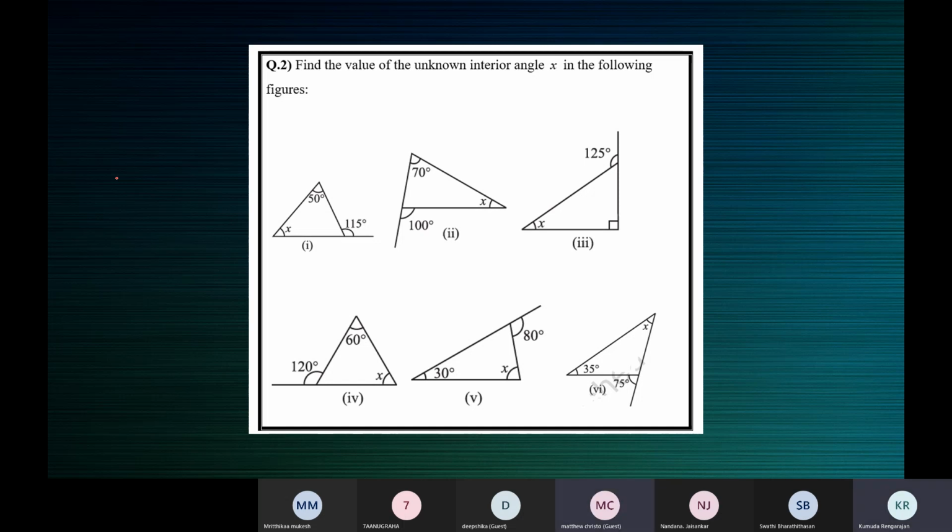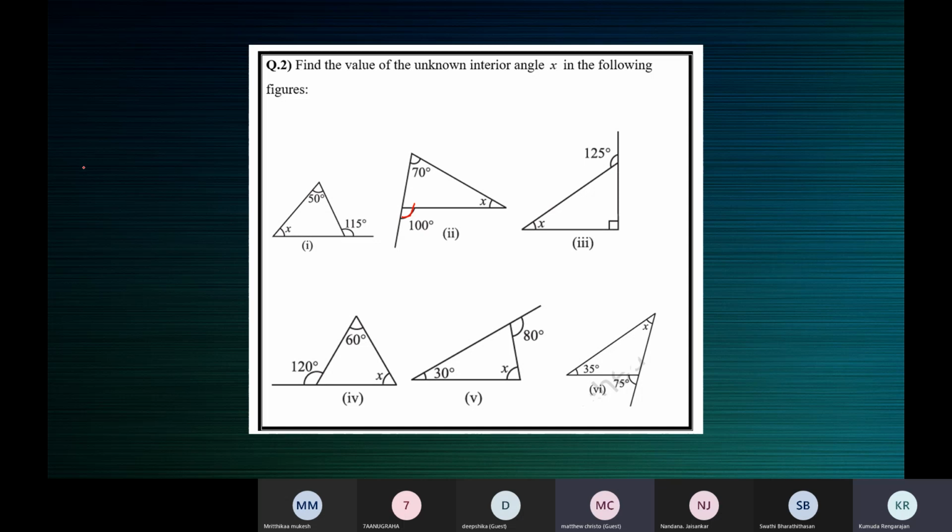Which is the exterior angle in the second one? 70 degrees, x or 100? 100 degrees, ma'am. Now, supposing you didn't know this angle, how will you find it? You'll add which two angles? Ma'am, the interior angles. Which are the interior angles here? 70 degrees and x, ma'am.